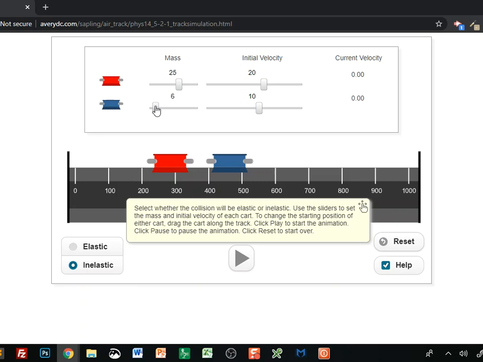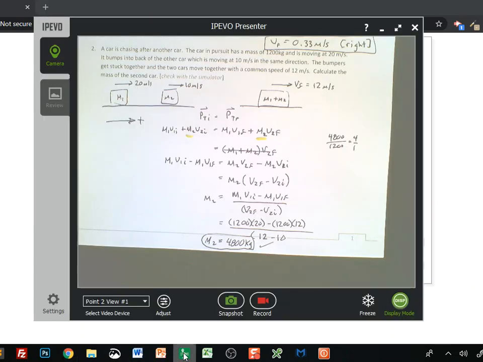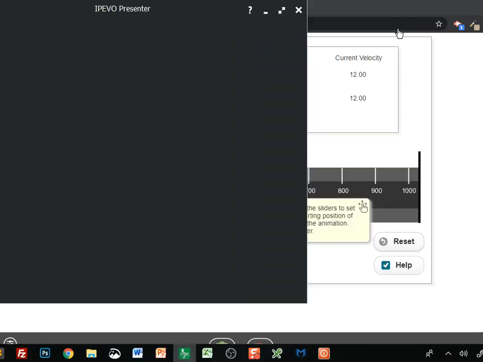This should be 4. And this should be 1. And there you go. 12. Exactly what we got when we were looking at the solution. Okay, so it came out to 12, which is what we had expected. All right, let's take a look at the next one.